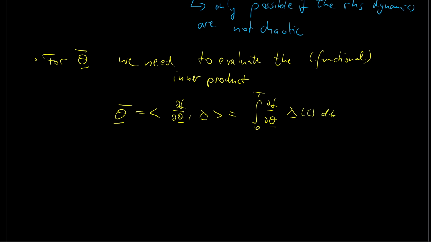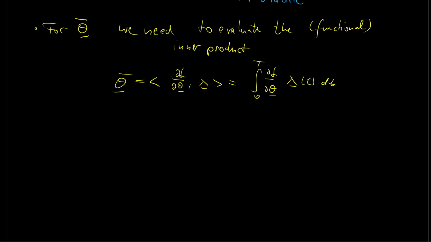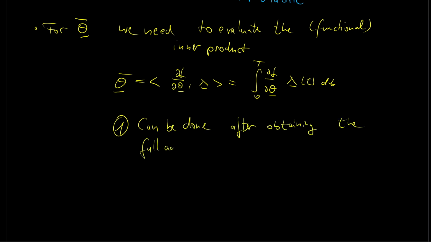And the trick is also coming from the neural ODE paper. But first, let me write down the first approach, which we could also do as an alternative to the one that is presented in the neural ODE paper. So this first one would be that it can be done after obtaining the full adjoint trajectory.